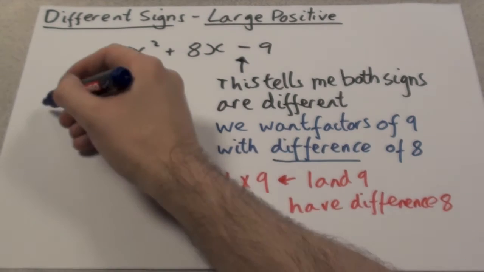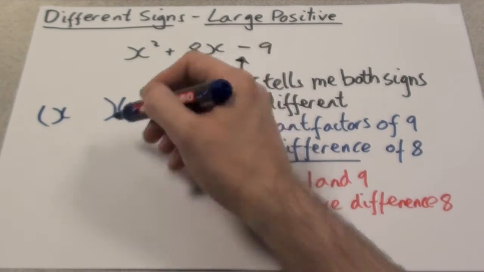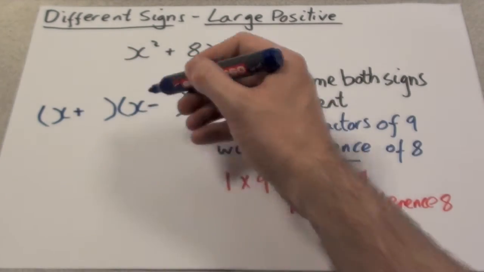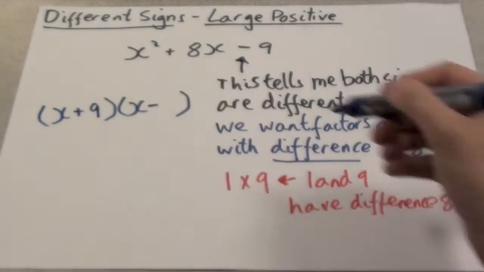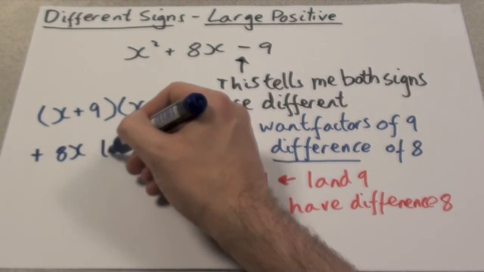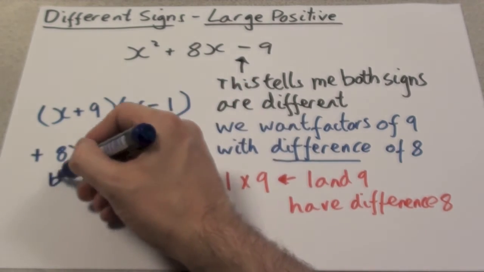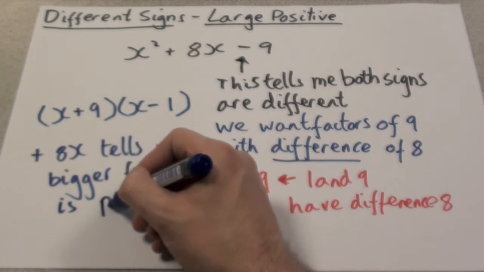So we set up our brackets. We put x at the start, we put a plus and a minus because both signs are different, and then because we have a plus on our middle number, our larger factor 9 goes with the plus and our smaller factor goes with the 1. So the plus 8x, the middle sign, tells us the bigger factor is positive.